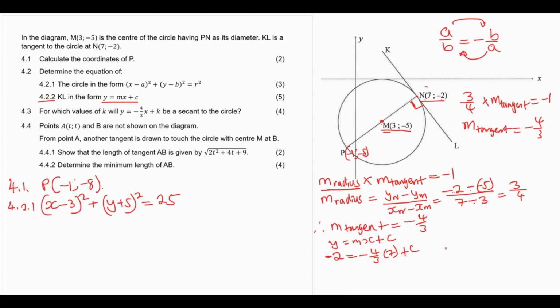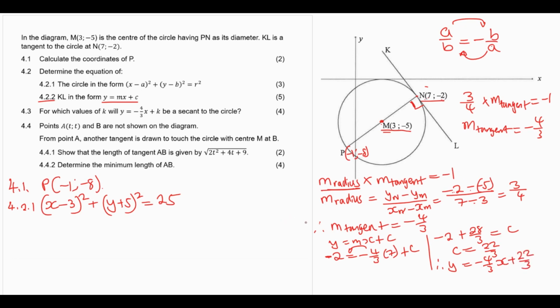So it becomes -2 plus, this is -28 over 3. So if it comes, this side becomes 28 over 3. 28 over 3 is equal to c. Then we find that c is equal to 22 over 3. Therefore, the equation is y is equal to -4 over 3, then x plus 22 over 3.